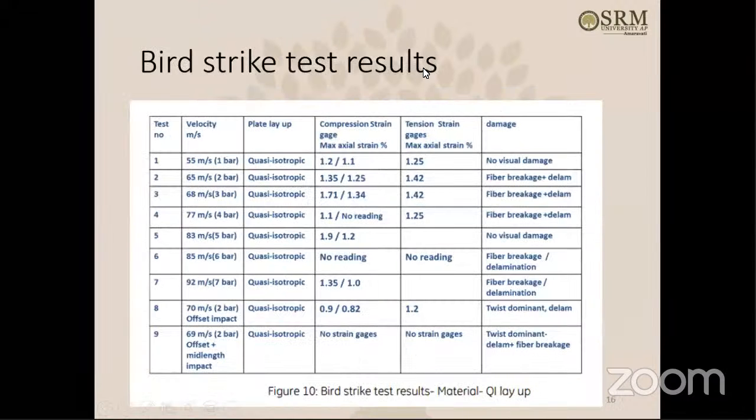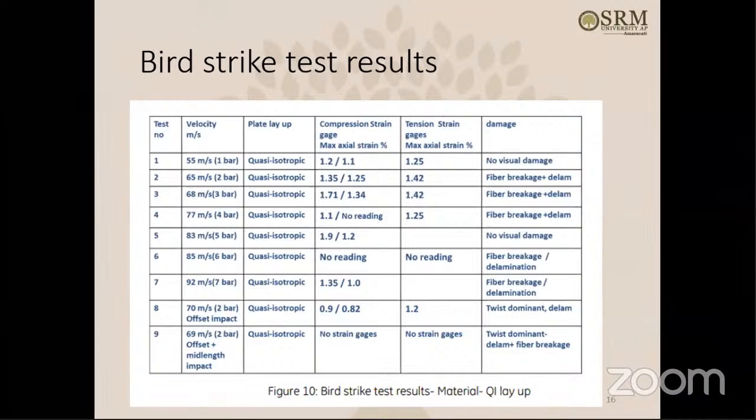Then we went ahead and did another kind of layout in the plate. Here also, at 55 meters per second velocity, you see no damage. And then you start increasing the velocity: 65, 68, 77, 83, 85, 92, like this.